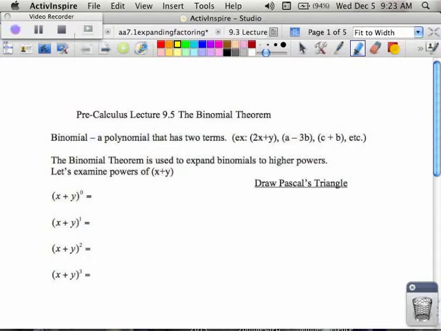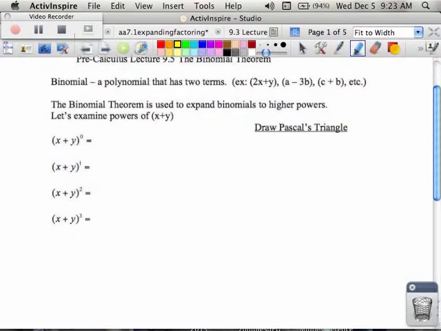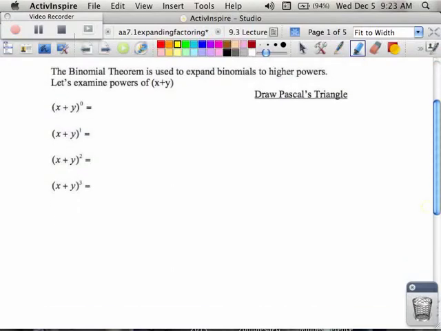One of the cool things in math is when you learn how certain people are able to do things so quickly. It's these shortcuts or patterns that they learn about. And so today we're going to talk about something called the binomial theorem, or expansion. And it's based on a pattern.